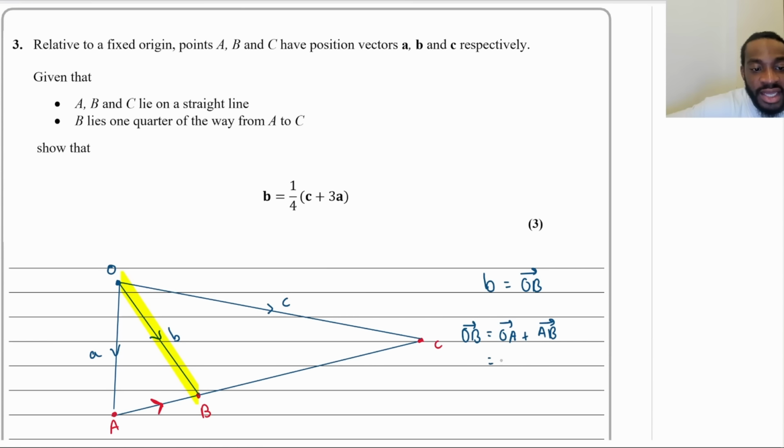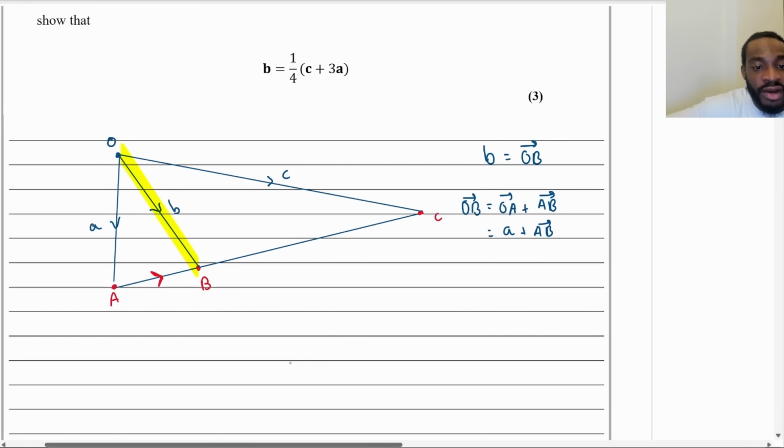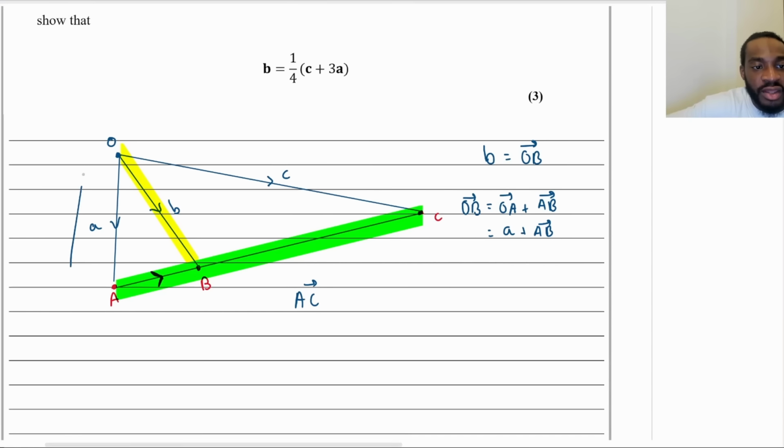O to A quite clearly is A. Now, what is A to B equal to is the question. Well, we could figure out what A to C is, the whole line. Let's write this here. A to C, this vector here. We could go along this one, A to O, which would be minus A. And then we can go along O to C. So I'm going to say A to C is going to equal A to O plus O to C, which is going to equal minus A plus C.